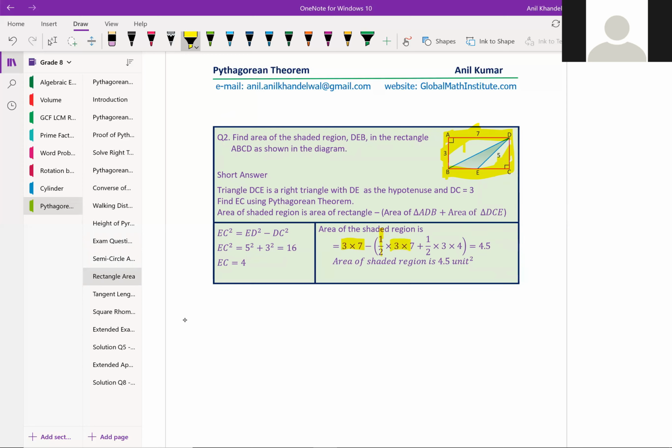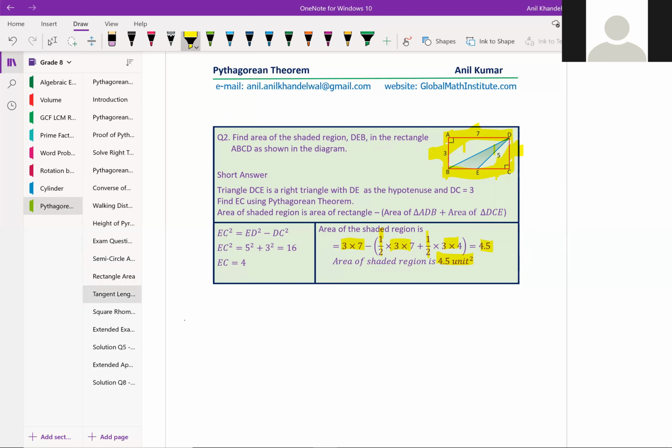Here we know from the Pythagorean triple, 3 means this is also 3, 5, so that has to be 4. Multiply 3 and 4, divide by 2. When you take away these two triangles from the bigger rectangle, you're left with the green shaded area of 4.5 units squared. Clear? So this is a very important strategy. It looks simple at present, but in an examination, it's very tricky. And normally, it is combined with other questions, especially with a circle, right? So you have to be careful.